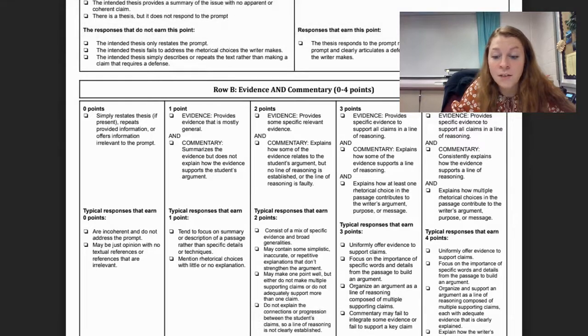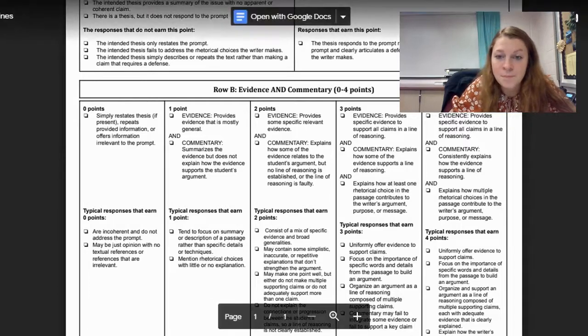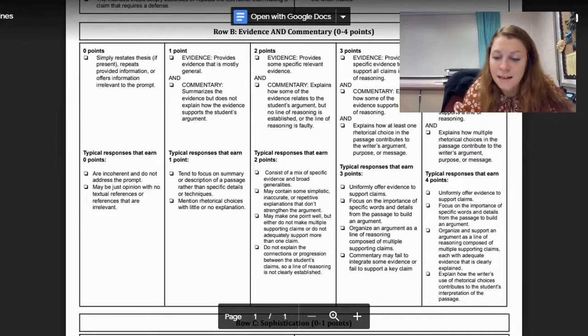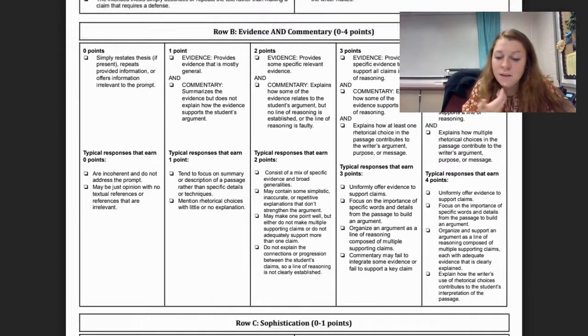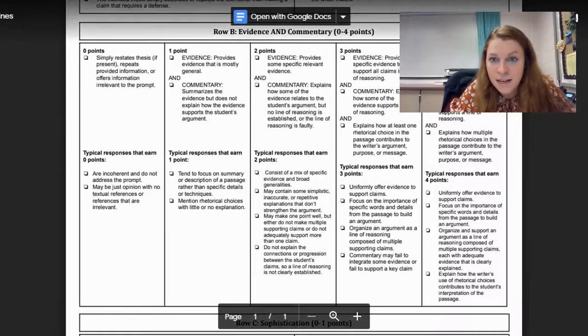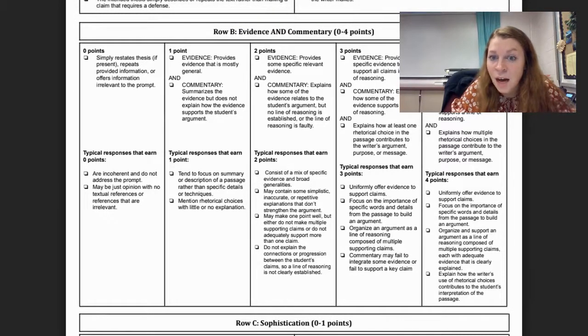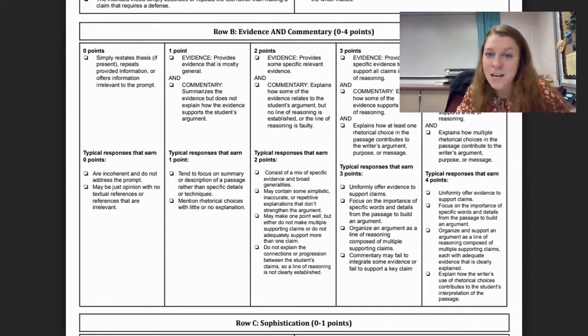So this is going to be 400 to 800 words. You have to write a lot here, but it's going to pay off. So here in the 3 and the 4, let's go over the 3 first. This provides specific evidence to support all claims in a line of reasoning. Your commentary explains how some of the evidence supports a line of reasoning and explains how at least one rhetorical choice in the passage contributes to the writer's argument, purpose, or message.